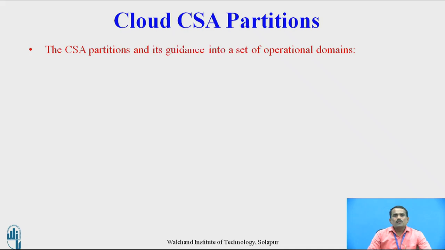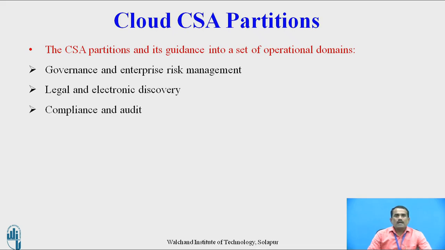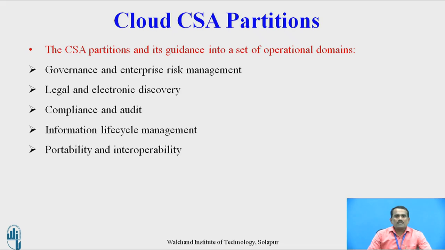The CSA, Cloud Security Alliance, partitions its guidance into a set of operational domains, used for different operational purposes. Governance and enterprise risk management, legal and electronic discovery, compliance and audit, information and life cycle management, and portability and interoperability are among those domains.